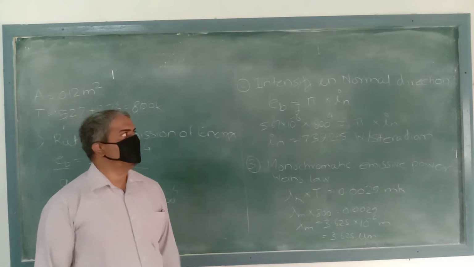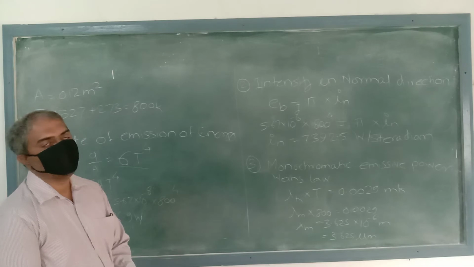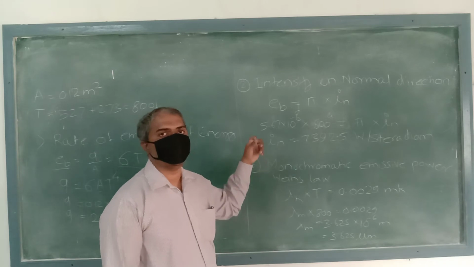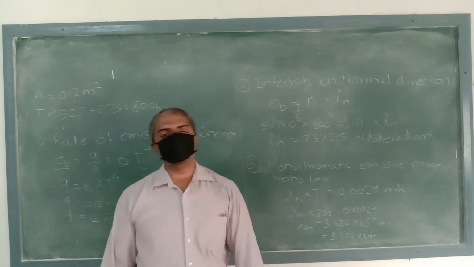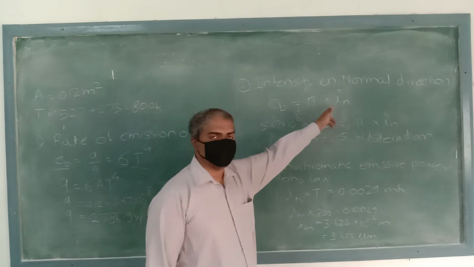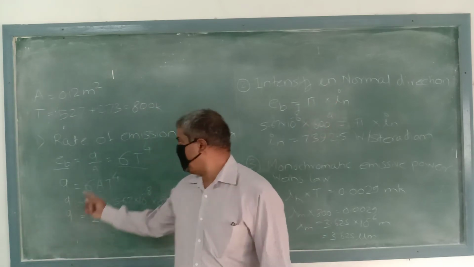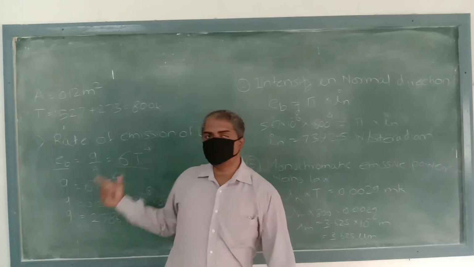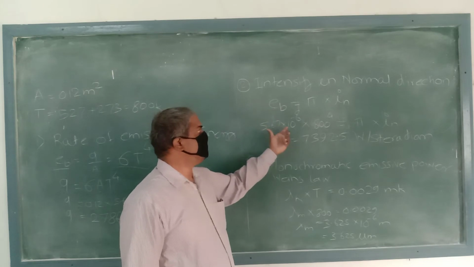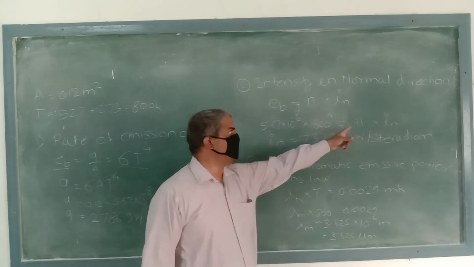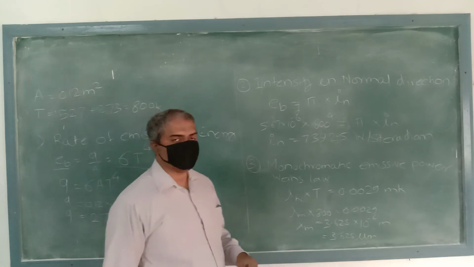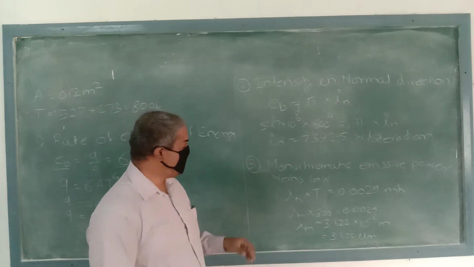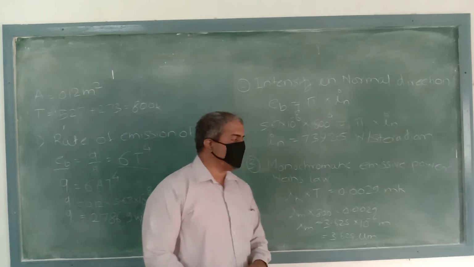Now second, they are asking the intensity in the normal direction. We have derived by proof the intensity in the normal direction. Whenever we are going to calculate, the emissive power of a black body is equal to pi into In, and In is the intensity of radiation. As per the formula we have written, Eb is equal to sigma into T raised to 4. We just substitute this value in this equation, sigma into T raised to 4 is equal to pi into In, and we are getting the intensity of radiation 7392.5 watt per steradian.